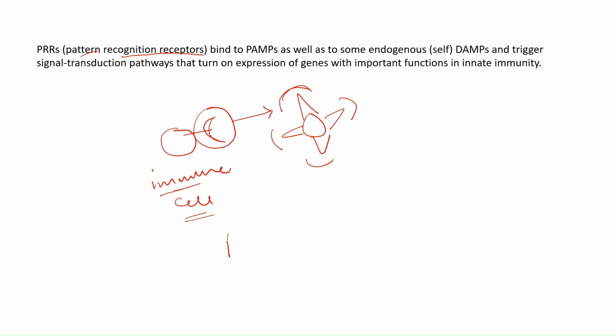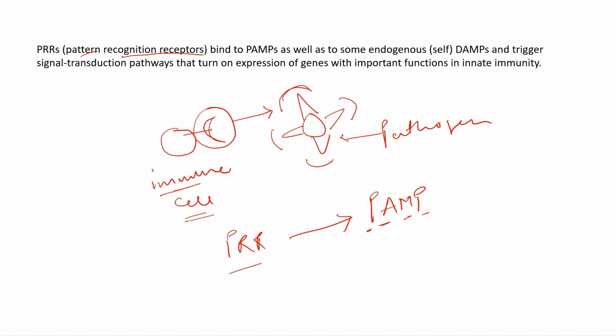These receptors, that is PRR, pattern recognition receptors, will bind to the patterns, and these patterns are known as PAMPs. Because these patterns are present on pathogens, it is pathogen associated molecular pattern. This is PAMP. Now this PRR also recognizes DAMPs. DAMPs means when the self cell gets damaged, those damaged cells are also cleared off from the body using these pattern recognition receptors. So this is DAMP, that is damage associated molecular pattern.